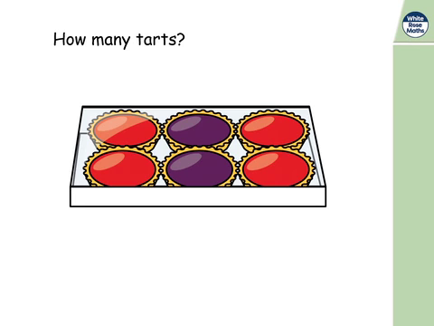Here we have an array of tarts. How many tarts are there altogether? Well, we can see 3 in the top row and 3 in the bottom row, so 6 altogether. Or we could look at the columns. 2 in the first column, 2 in the second column, and 2 in the third column. Again, 6 altogether.